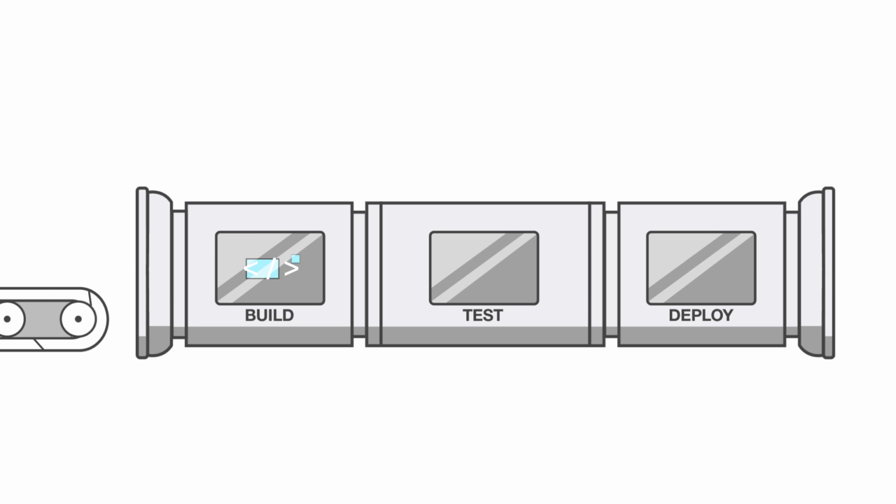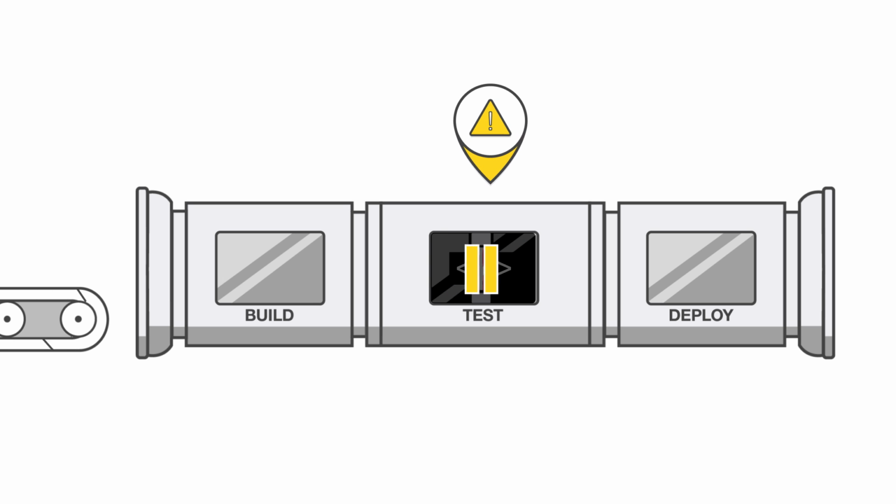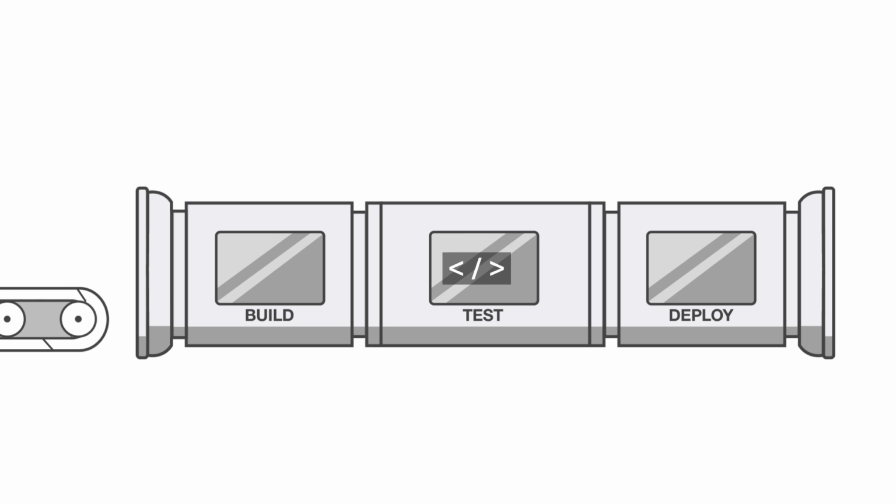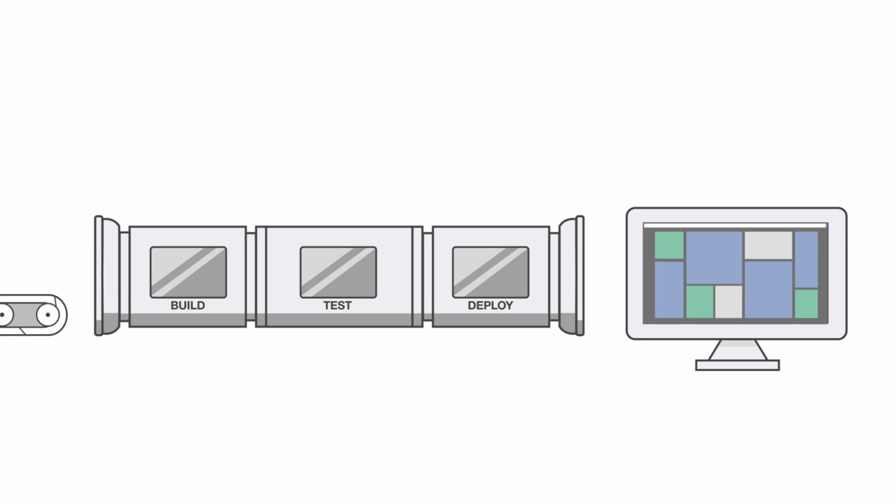CodePipeline also automatically stops your pipeline whenever an action fails, such as a unit test failure. This automation allows you to test your code more frequently and catch bugs while they are small and simple to fix. Once your release process has been automated, it becomes easier to build, test, and deploy updates more frequently. This allows you to focus on improving your core product.